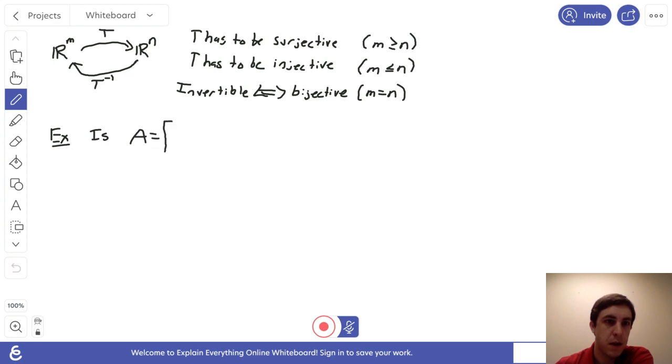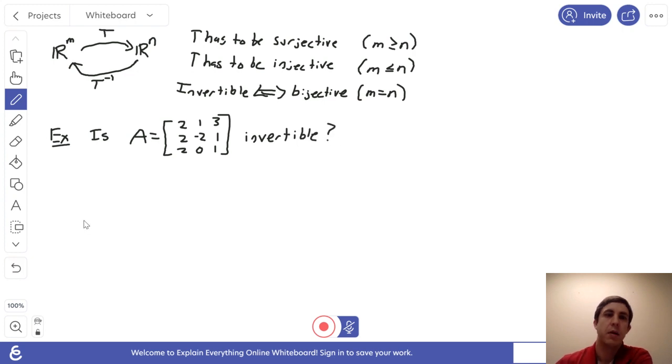If I don't write down a square matrix, this is going to be very easy, so I'll write down a square matrix. Here is a 3 by 3 matrix corresponding to a map from R3 to R3, and we want to know if it's invertible or not. So the question we're asking ourselves is: is the corresponding linear transformation bijective?